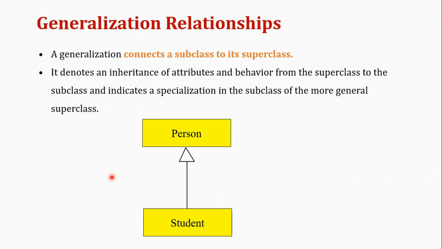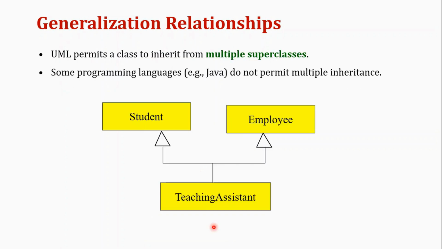Next one is generalization. Generalization means it's a kind of inheritance. So from the person class, the student class is getting inherited. It connects the superclass to the subclass. Check out the arrow. The student class derives from the person class, and attributes, methods, and functions are shared between the two classes. And check out this generalization, where the teaching assistant class is inheriting from the student class and the employee class, the two base classes.